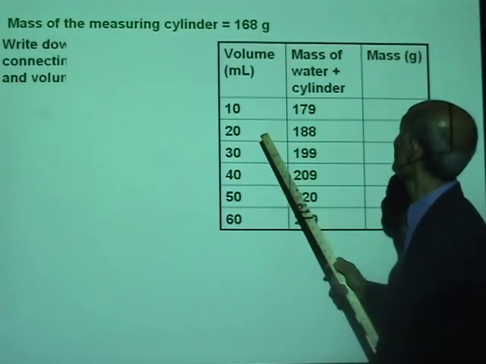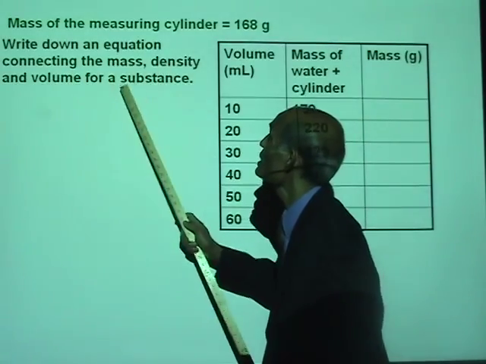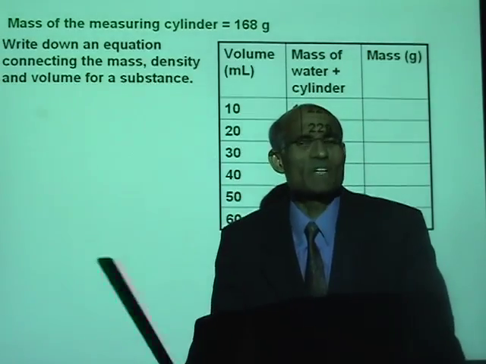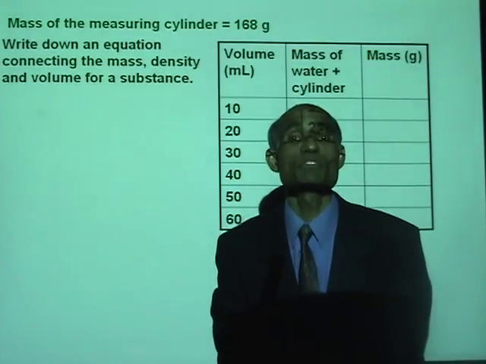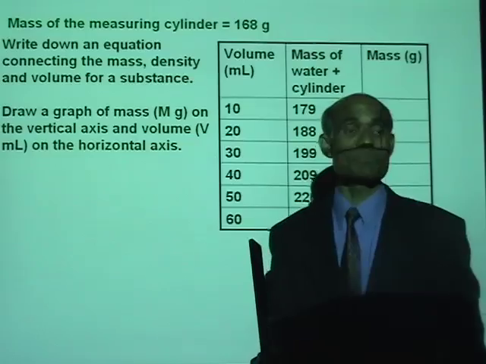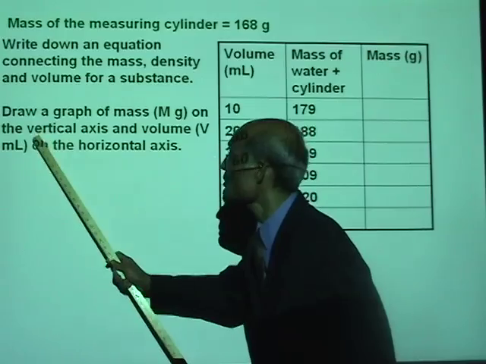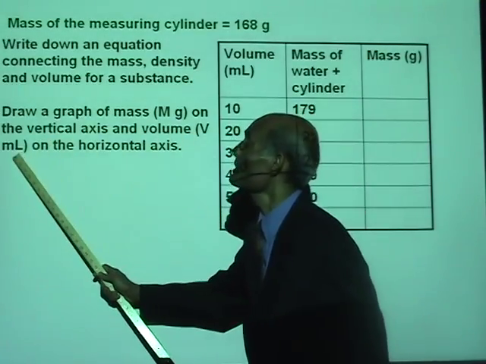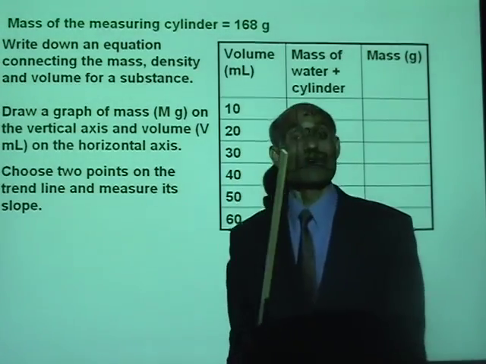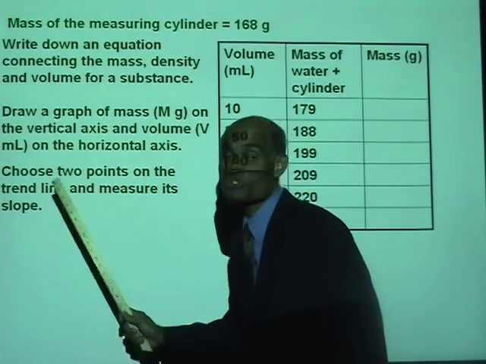Alright? So, write down an equation connecting mass, density and volume of a substance. What equation will you write? I have given it to you already. Mass equal to density times volume. M equal to D times V. Then draw a graph of mass on the vertical axis and volume V in milliliters on the horizontal axis. Then, once you have obtained the graph, choose 2 points on that trend line.